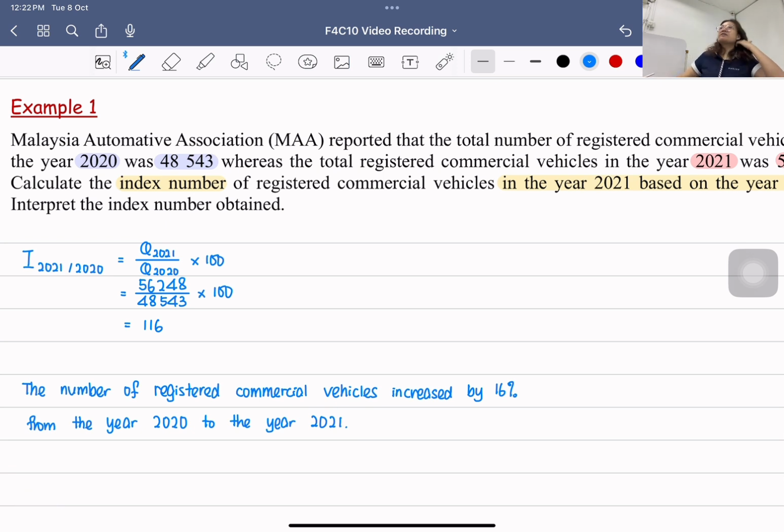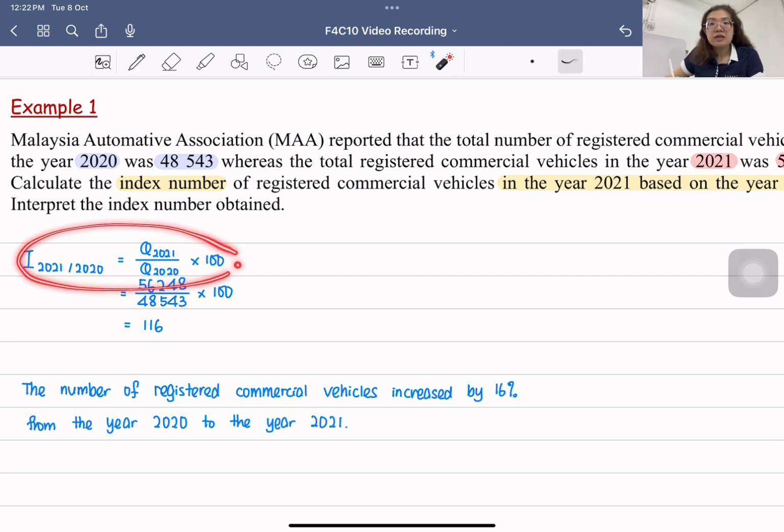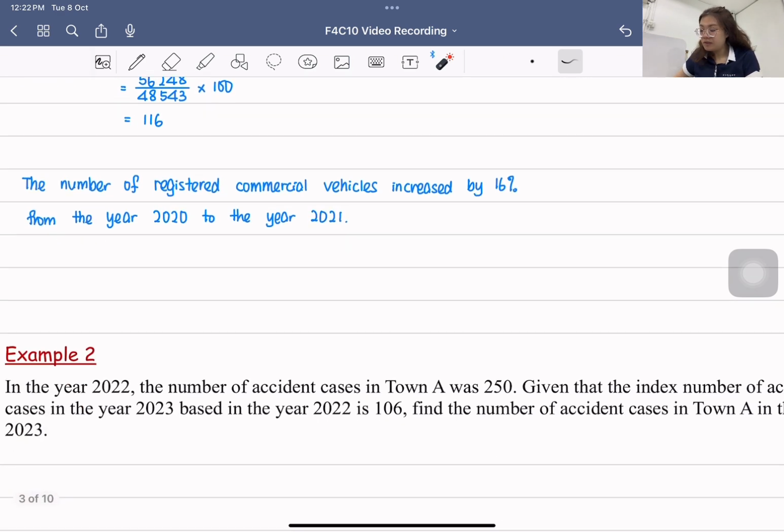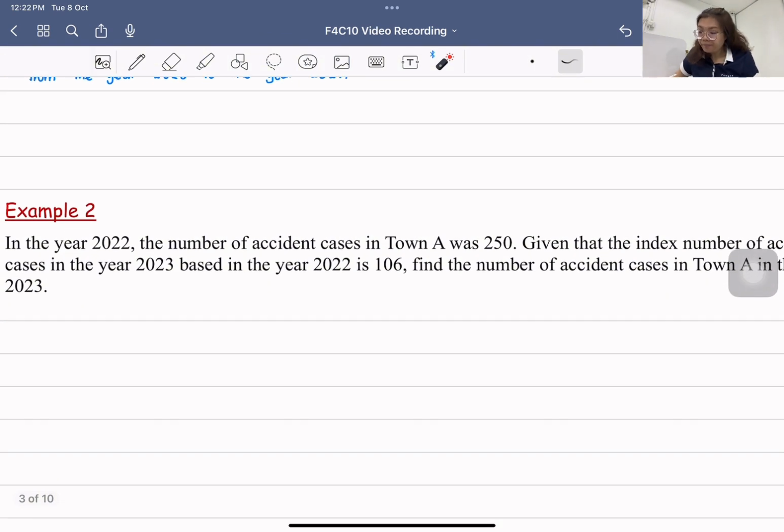Next, let's proceed to example 2. The difference between example 1 and example 2 is we are still playing with this, but because this is maths, you might need to find either this or this or this, either one. You will be given two pieces of information and you need to find the missing part. So this one we upgrade a little bit.